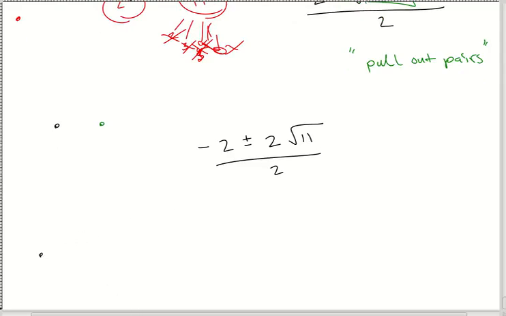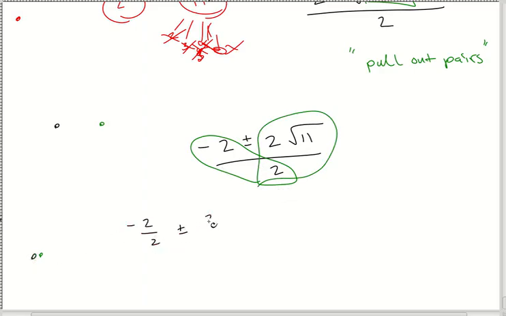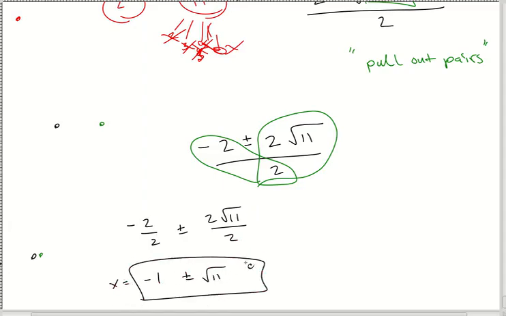Another term that I use is distribute denominator. Both of these are divided by 2, and so we could simply say negative 2 over 2, and then 2 square root of 11 over 2. This guy simplifies. These 2's cancel and simplify. You can put a 1 in the front if you like. But that's basically your answer.